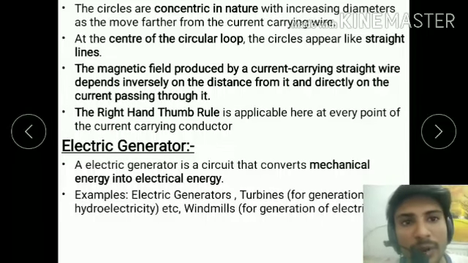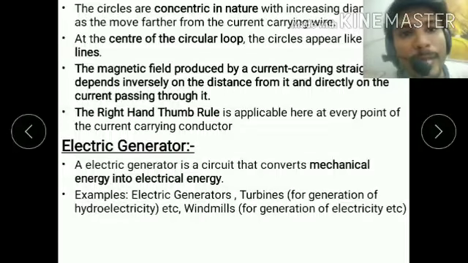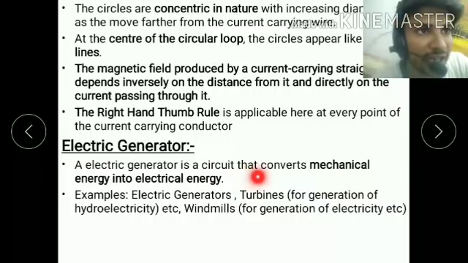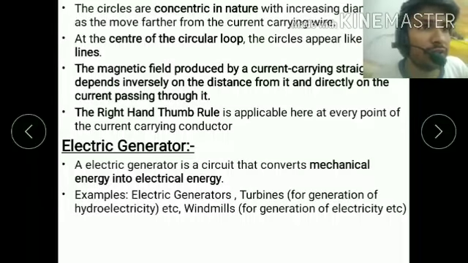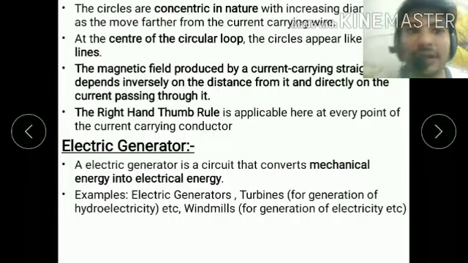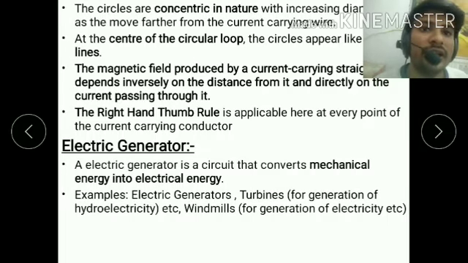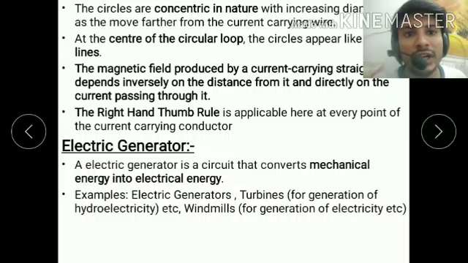Now the second last point is the electric generator. What is an electric generator? You just see the electric generator. An electric generator is a circuit diagram. It is a device that converts mechanical energy into electrical energy.